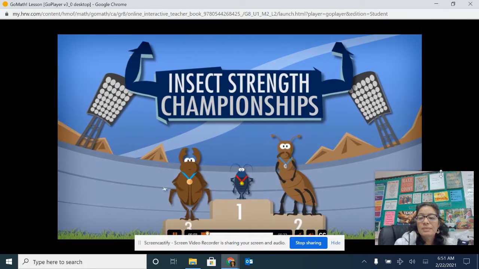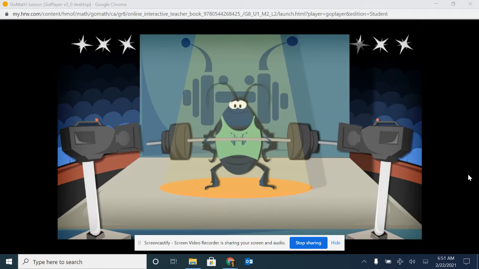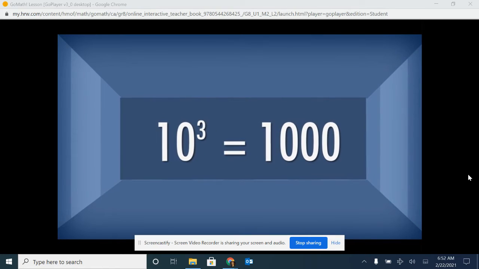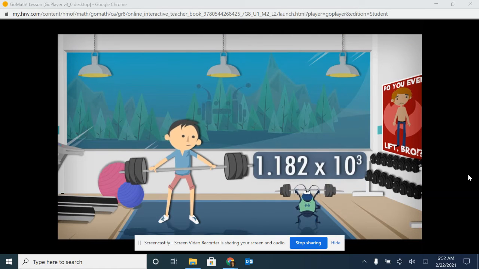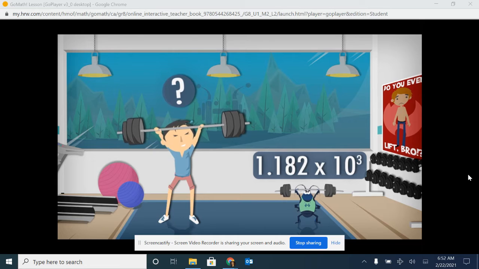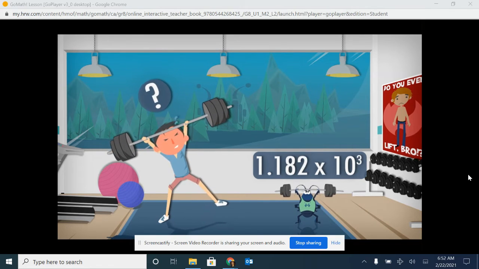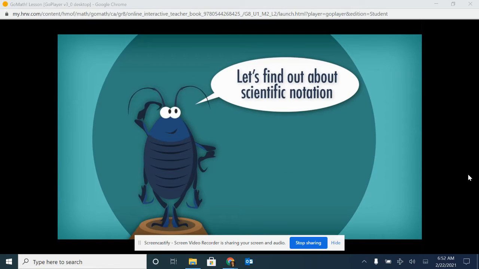Would you believe that a tiny creature called a mite is the strongest insect in the world? Oh yeah, it can lift up to 1.182 times 10 to the third power times its own weight. 10 to the third power is 1,000. That mite is pretty strong, huh? So what if a person weighed 100 pounds and was as strong as that mighty mite? How much weight could that person lift? Finding out about scientific notation will help us to answer this question.